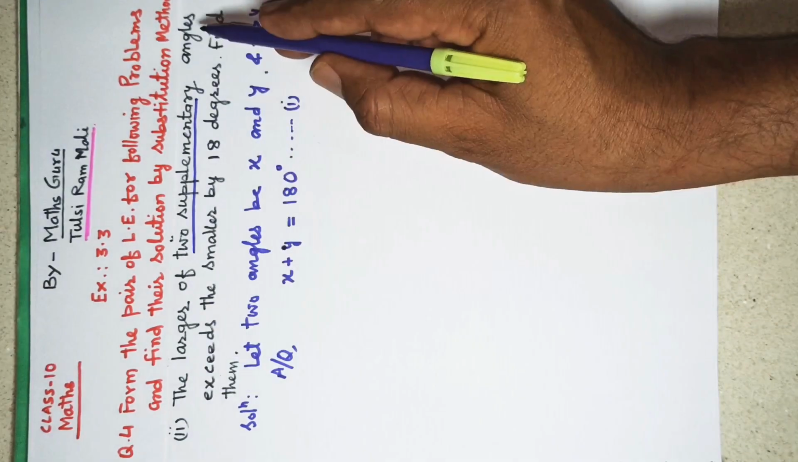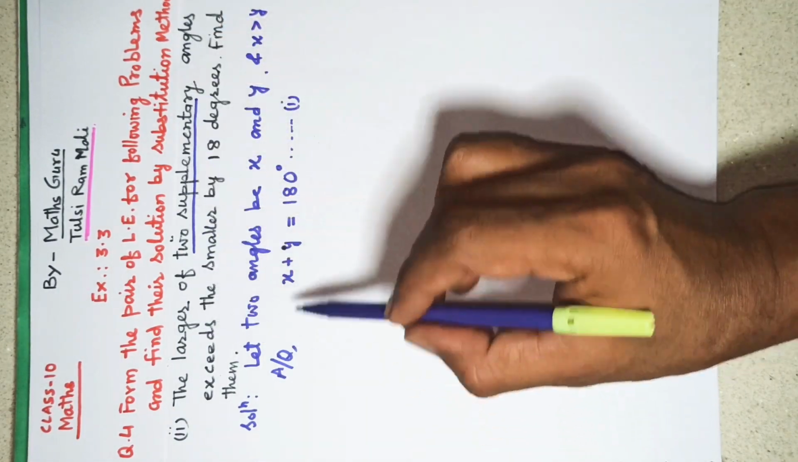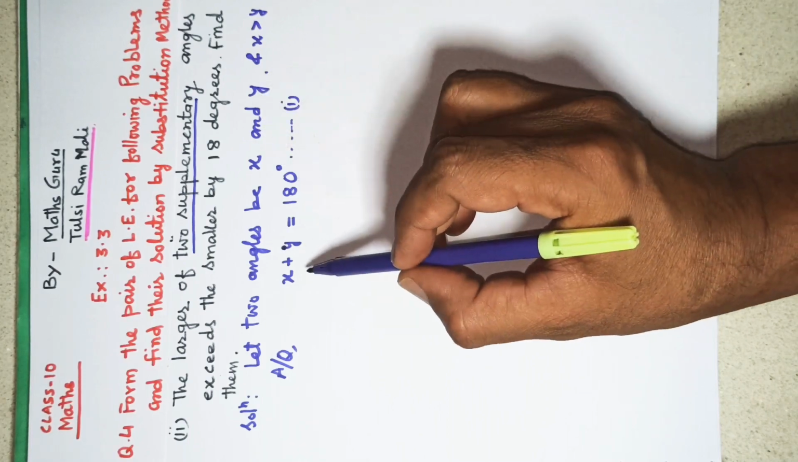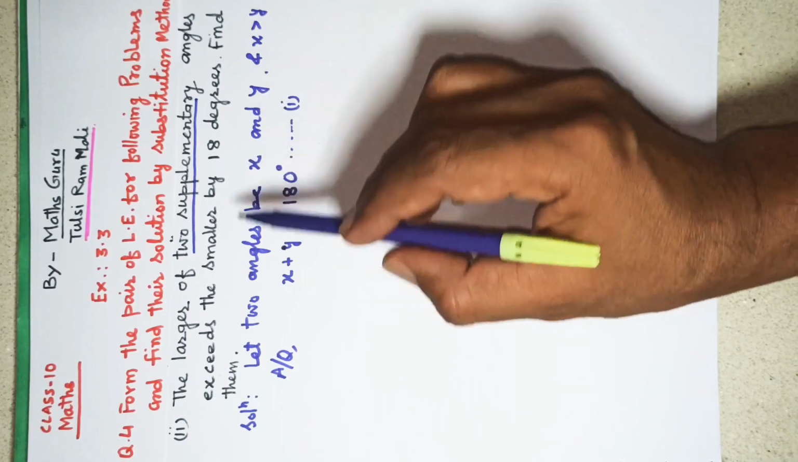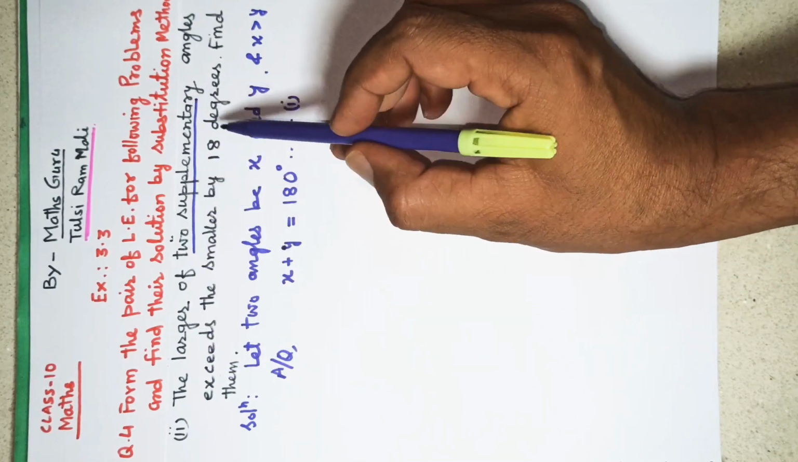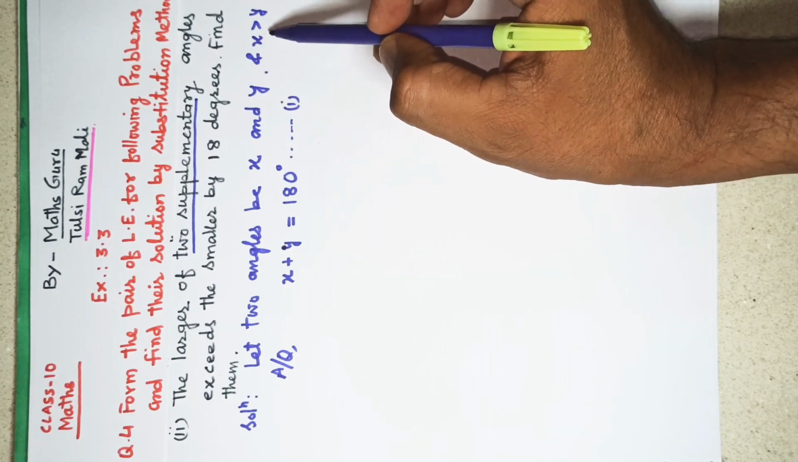By the first, the larger of two supplementary angles. First condition from supplementary angles. If these two are supplementary angles, it means the sum of these two angles is 180 degrees. Now we'll take the larger of two supplementary angles. Means here two angles x and y, larger is x here.